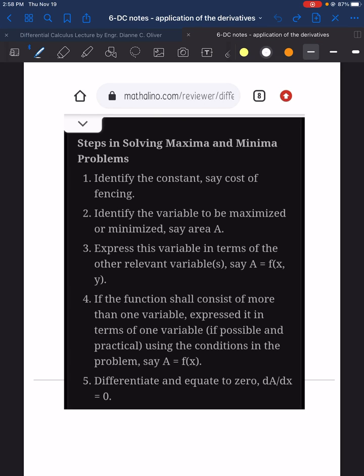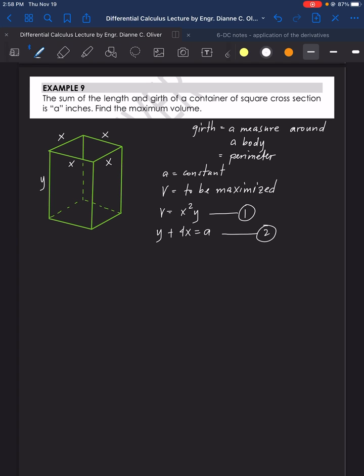Fifth step: differentiate and equate to 0 the one being maximized. So we have there dV over dx is equal to 0 for maximum volume. Okay, next, differentiate equations 1 and 2.